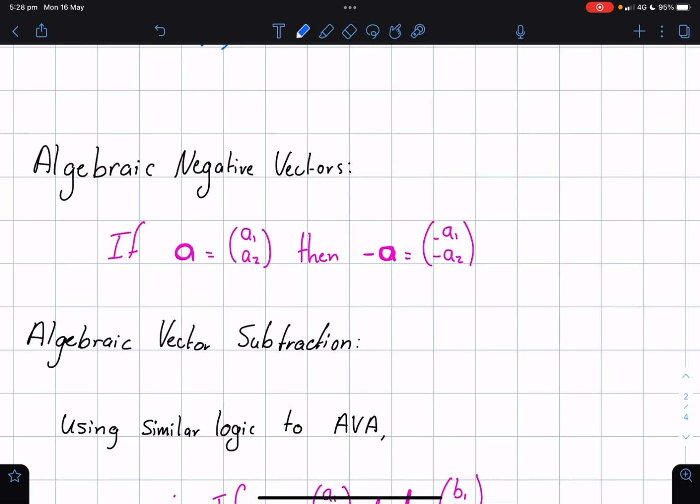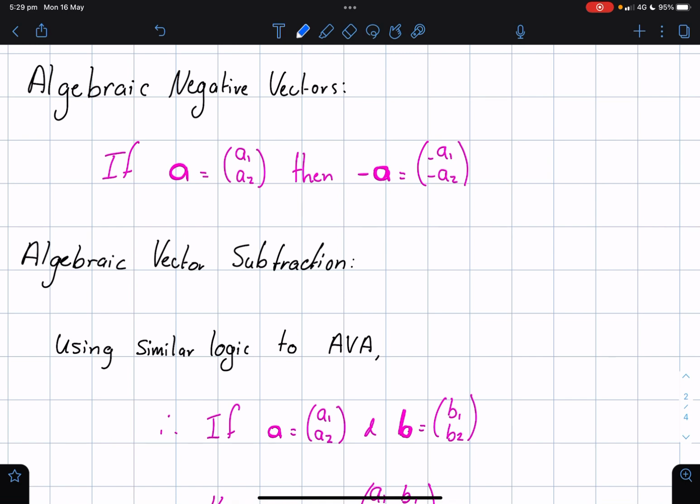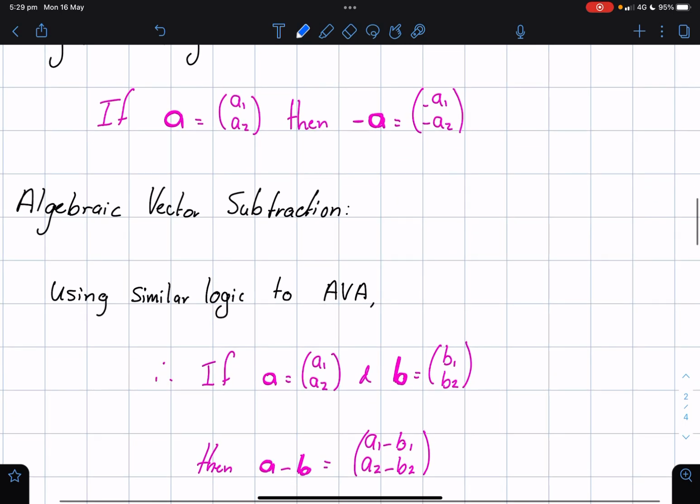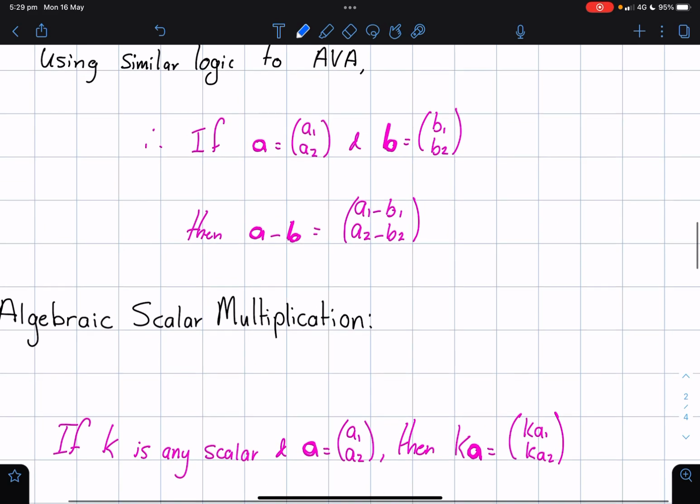So, algebraic vector subtraction. Using similar logic to algebraic vector addition, I'm not going to go through that same diagram and process, but it is exactly the same. If vector A has components A1, A2, and vector B has components B1, B2, then vector A take away vector B is equal to (A1 take B1, A2 take B2). So again, pretty much identical to algebraic vector addition, except we have changed the sign to takeaways. So instead of adding signs, they're minus signs. Easy as that.